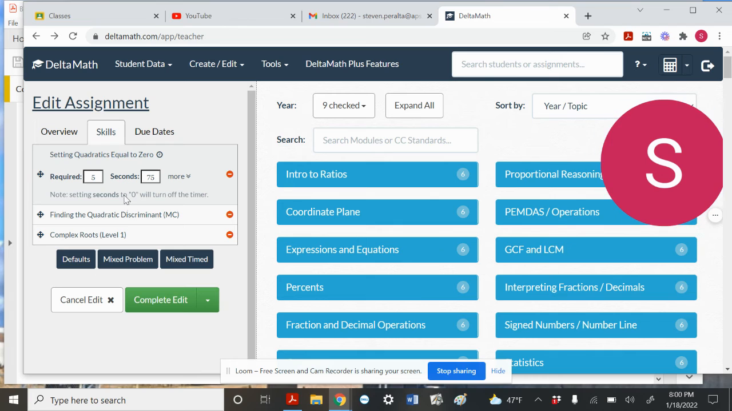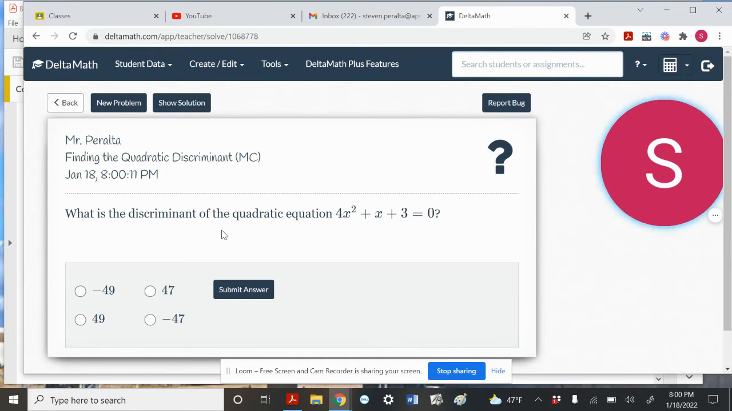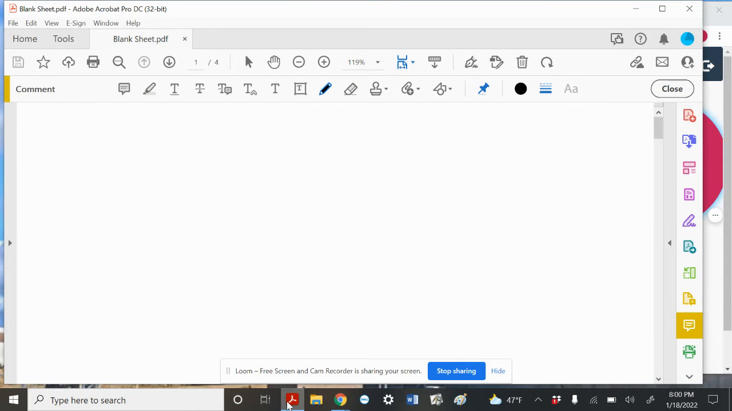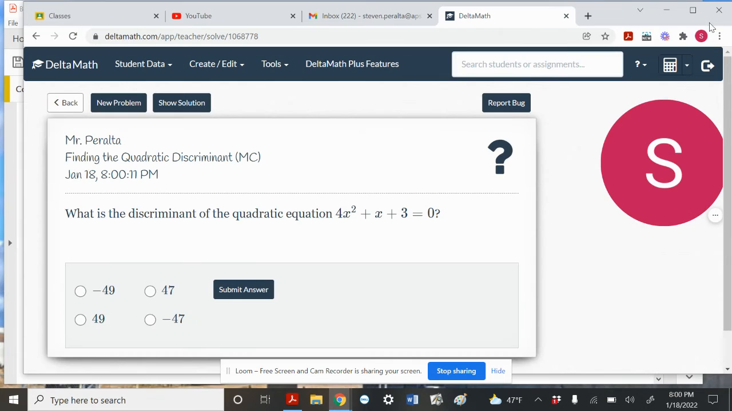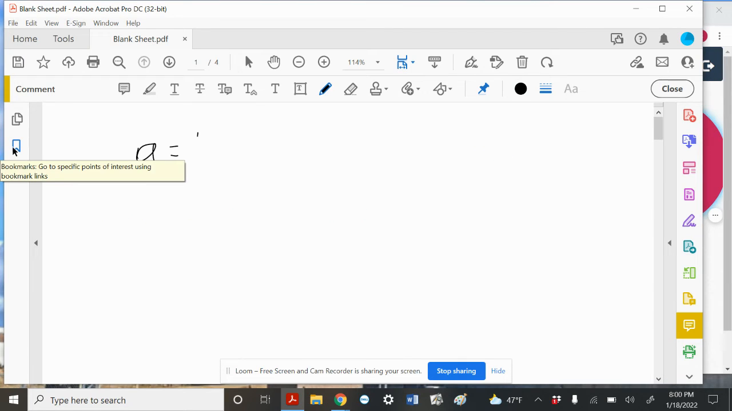Let me go back. And then finding the discriminant is going to be another one. All you have to do is figure out what the discriminant is. Notice that we have A is 4, B is 1, C is 3. So 4, 1, and 3. So if I go over here, A is 4, B is 1, and C is 3.